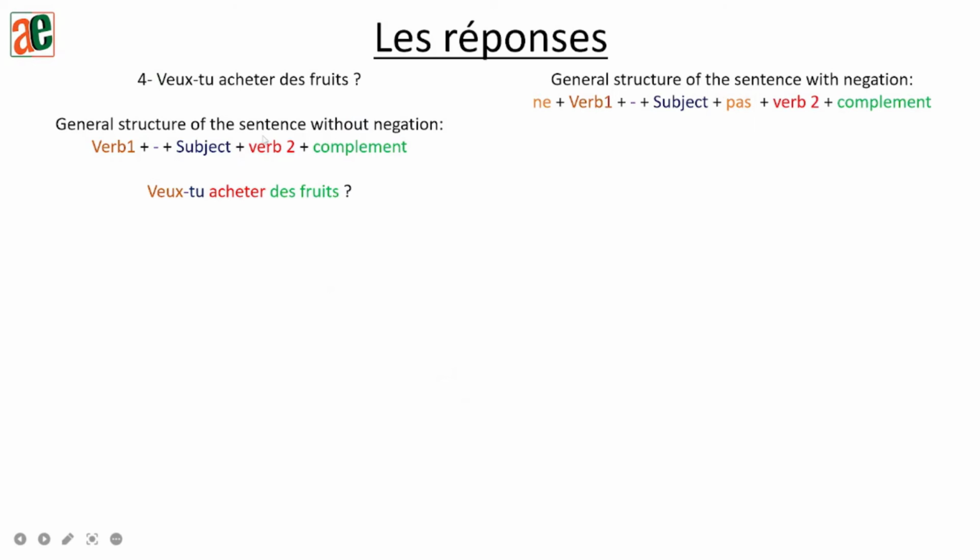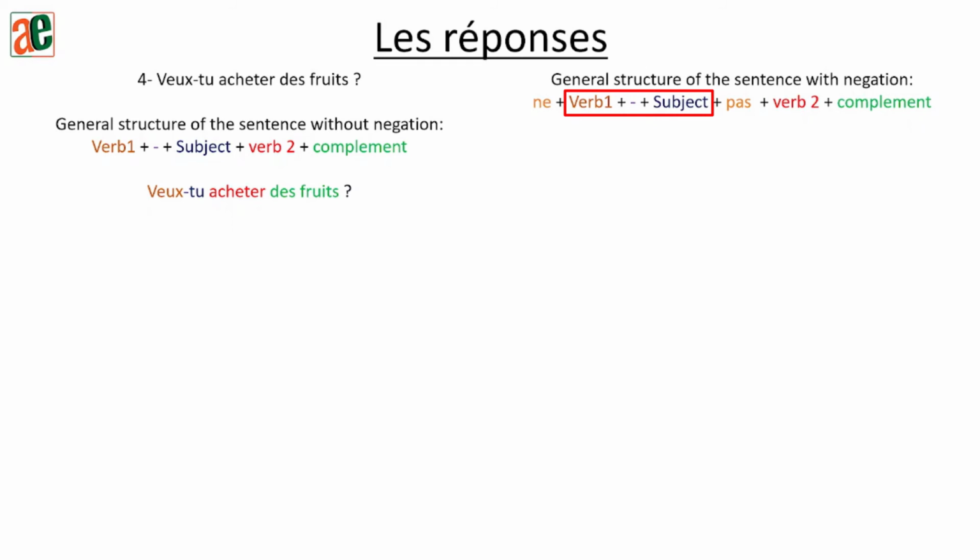So again, the structure of the sentence without the negation, and here the structure of the sentence with the negation. So this time, let's pay attention properly. We need to understand this logic. While inverting between the verb and the subject, the verb will come first, then we'll have a hyphen, and then the subject. Okay? Now this part becomes a block. Okay? This will become a block. So we can't put anything between this block. Okay? So we are going to put ne before the block and pas after the block.